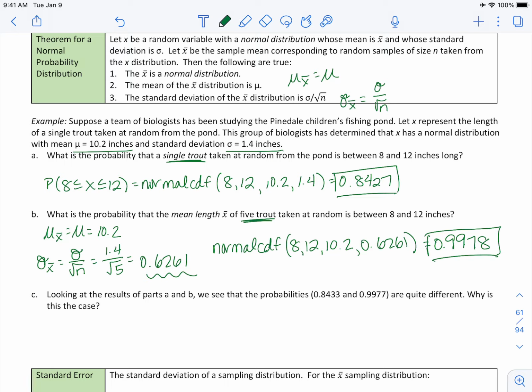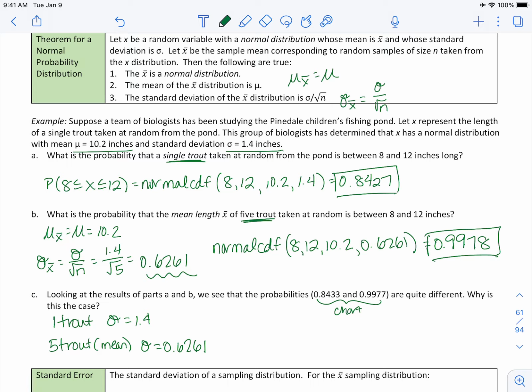Looking at the results of parts A and B, we see that the probabilities, now these were done using the chart, so that's why these are off by a tiny bit, are quite different. Why is this the case? So one trout, we have our sigma is 1.4. 5 trout, the mean of those 5, has a sigma that is 0.6261.